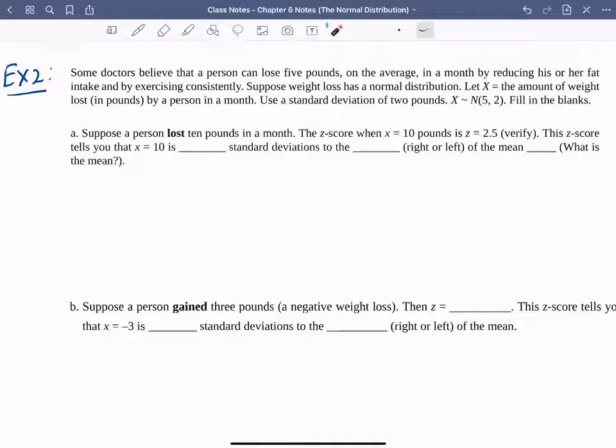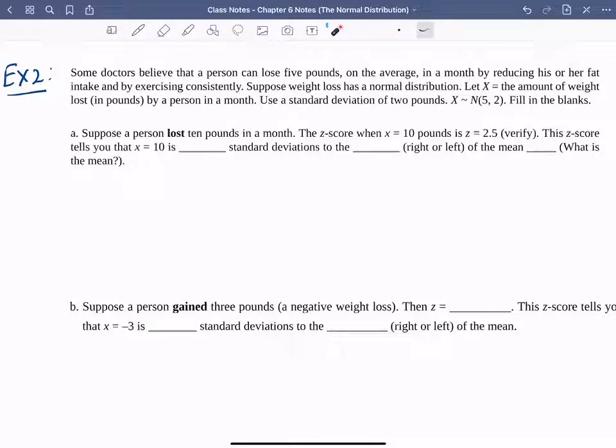Suppose weight loss has a normal distribution. Let X be the amount of weight lost in pounds by a person in a month. Use a standard deviation of 2 pounds. So X is normally distributed, your average is 5, and your standard deviation is 2. You're going to fill in the blank. It's kind of like a beginner part of it.